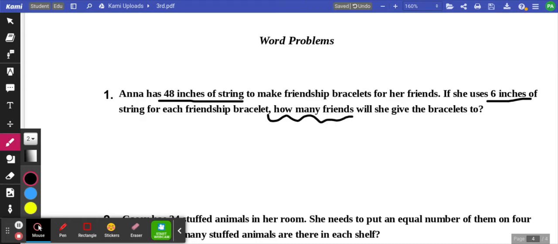So one way you could obviously do it is just draw 48 strings and divide it into 6. However, something a little simpler is just continuing to add 6 until you get 48, which I guess you could say you're going backwards by creating a multiplication equation and expanding a multiplication equation. So let's get on it.